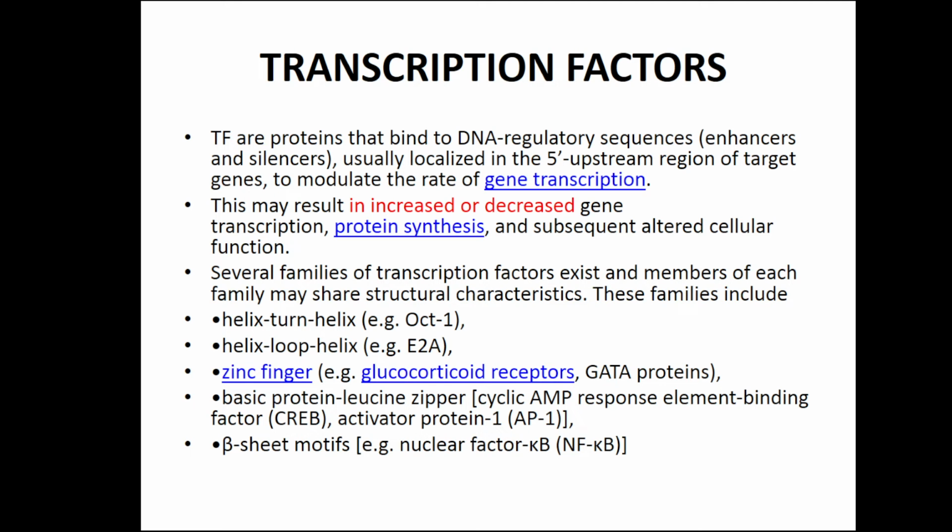Several families of transcription factors exist, and members of each family may share structural characteristics. These families include helix-turn-helix, helix-loop-helix, zinc finger, for example glucocorticoid receptor, GATA proteins. All this we listened to previously. It may have been used in your previous subject. Next, basic leucine zipper and beta sheet motifs. For example, nuclear factor kappa B also was used in our previous subject.